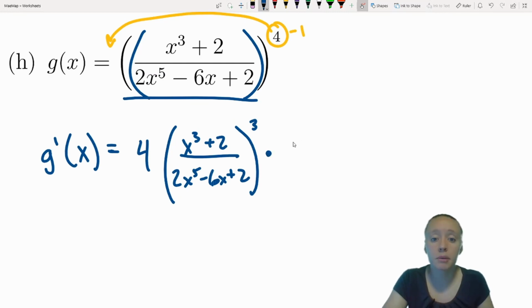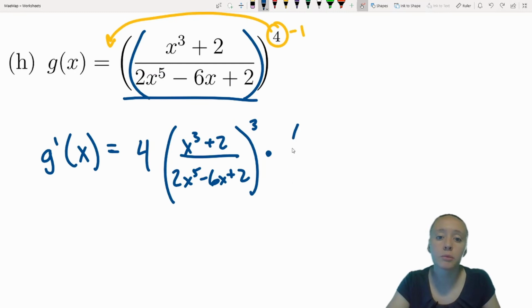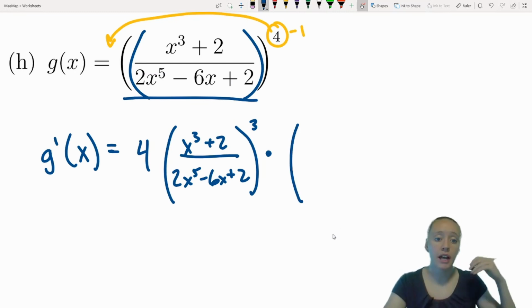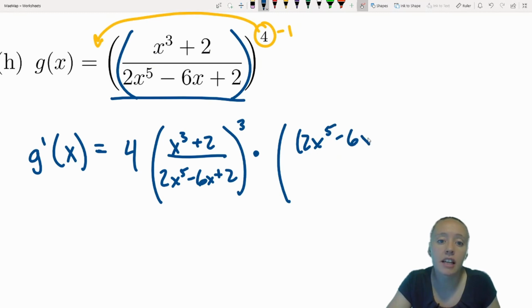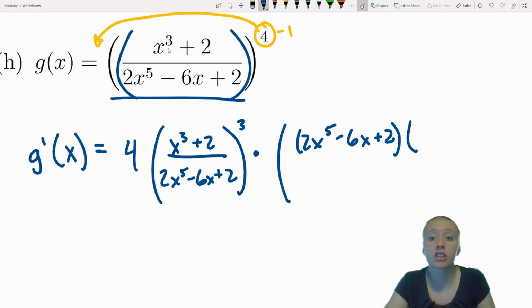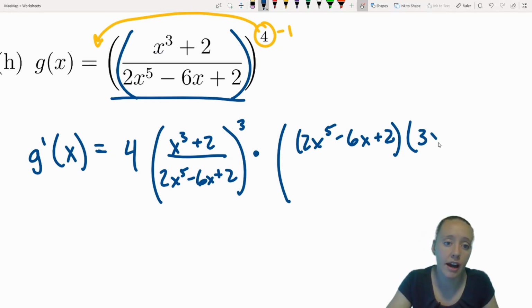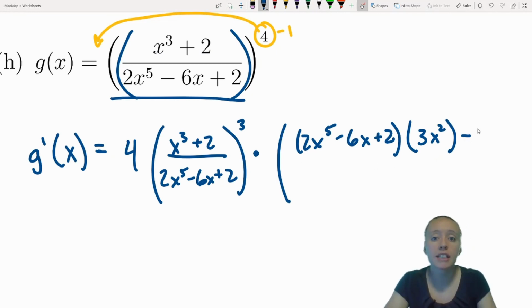And then we're going to multiply that by the derivative of that innermost function, which is going to be the quotient rule. So we're going to multiply that all by low d high minus high d low all over low squared. So let's write this out. Low is going to be 2x to the 5th minus 6x plus 2 times the derivative of our high, the derivative of x cubed plus 2 is 3x squared. So there's my low d high. Now I'm going to subtract high d low.